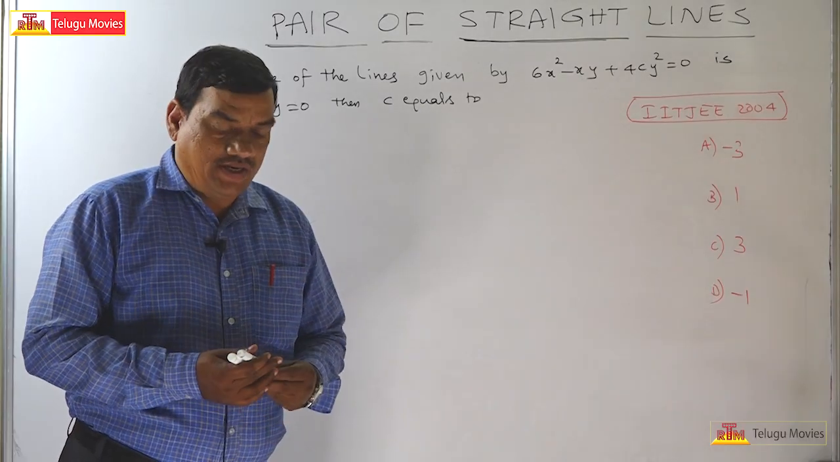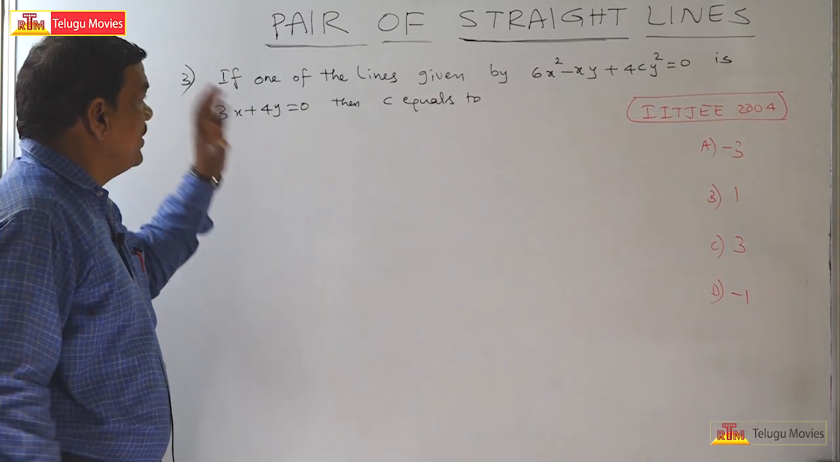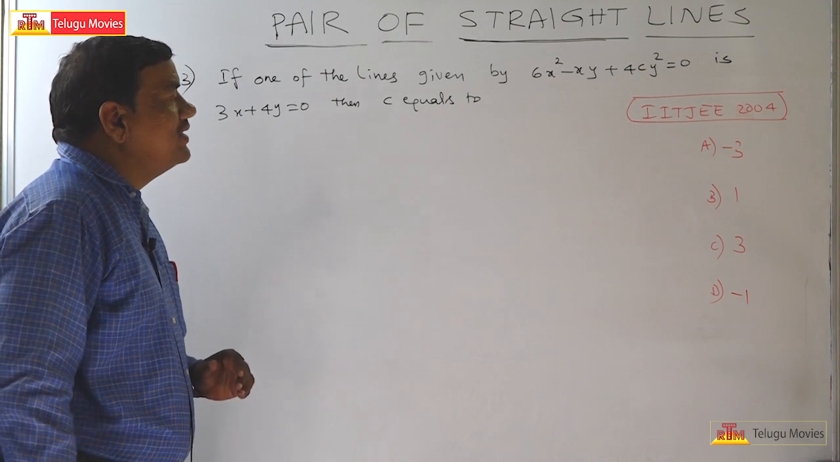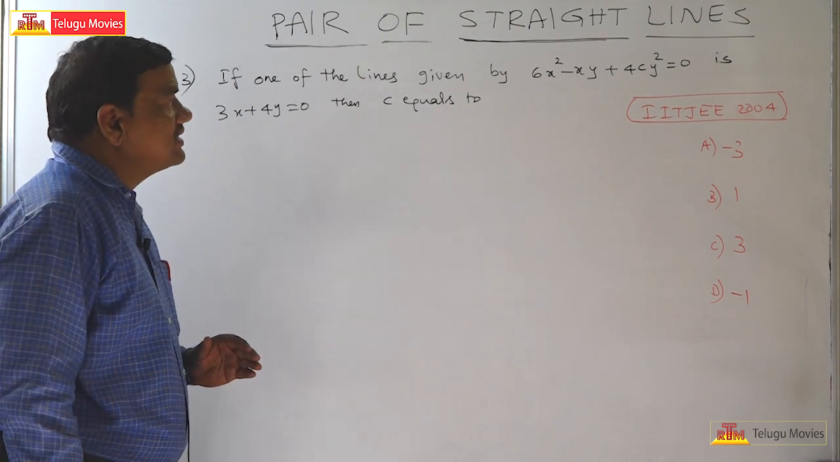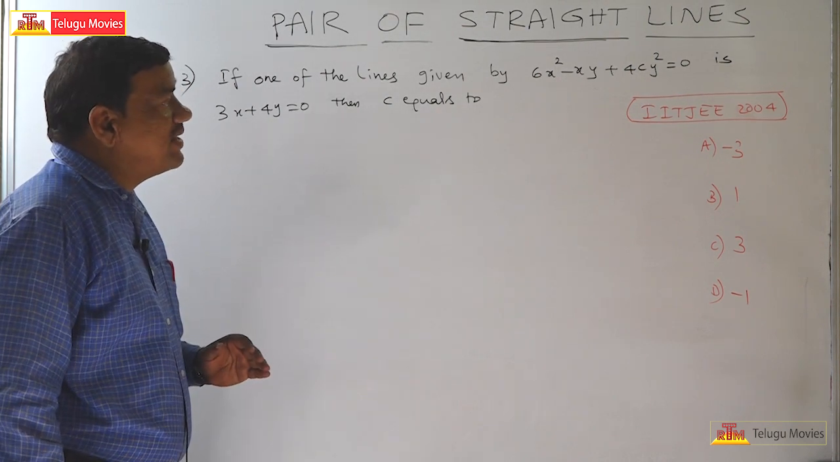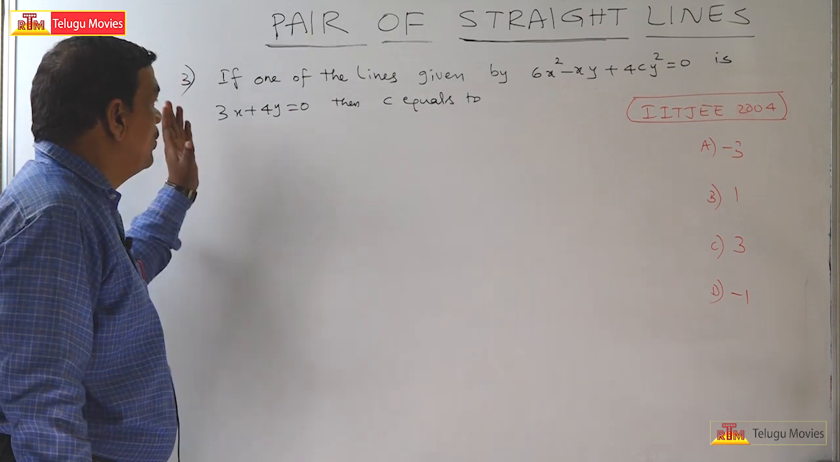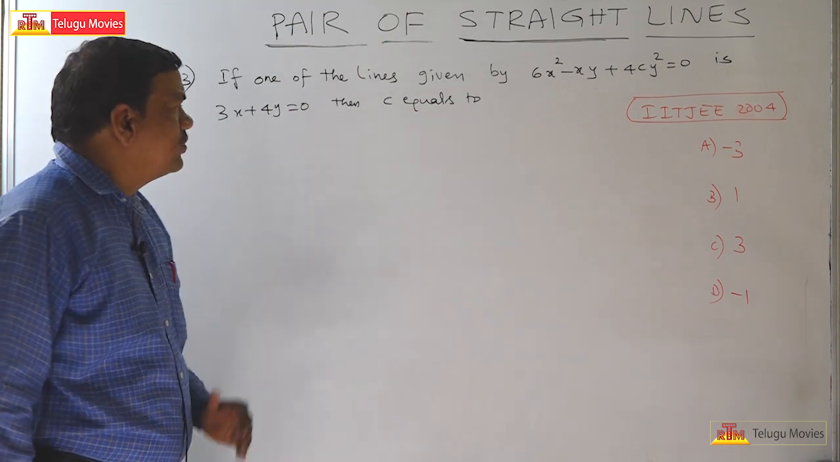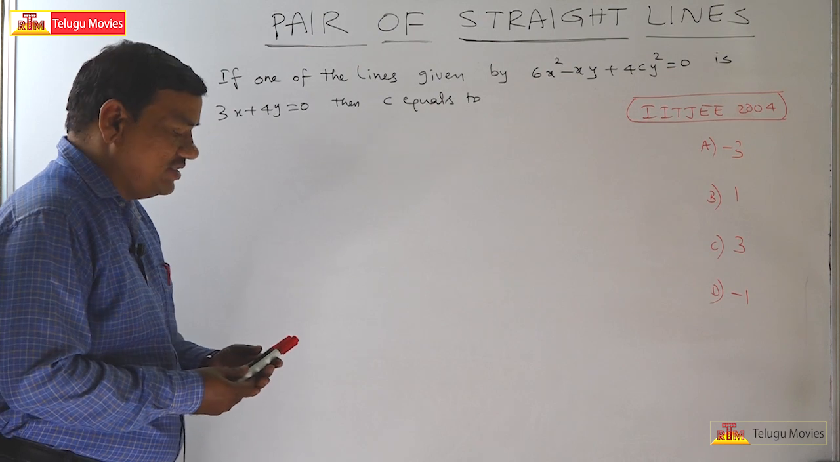Welcome to the next problem. So the problem is here. If one of the lines given by c x square minus x, 6x square minus xy plus 4c y square is equal to 0 is 3x plus 4y is equal to 0, then c is equal to.